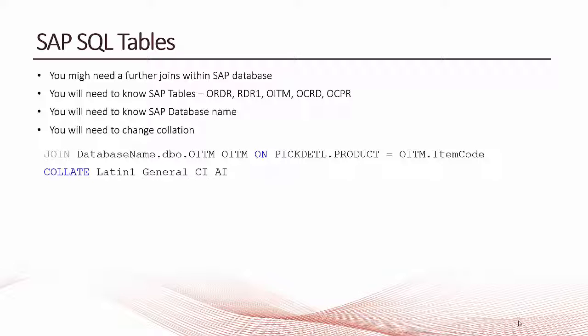You also need to know the SAP database name, and you will need to change the collation when you make a join. So for example, below is an example on the item master record table, where we join on the product and in the SAP database on the item code, and we collate to the default database.